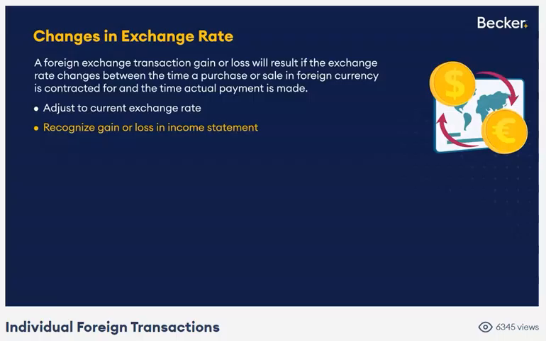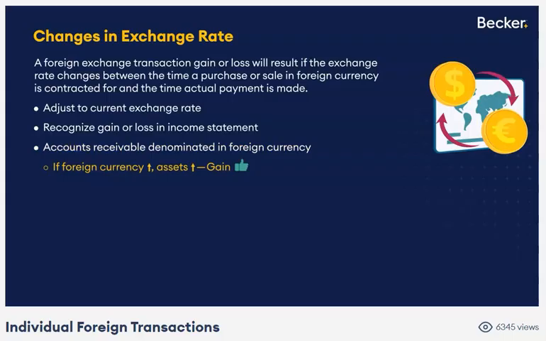Now, you've got to commit this to memory, but I want it to make sense. Don't just memorize it. Let's say you have an export sale. So you have an account receivable denominated in a foreign currency. Well, folks, if that receivable is denominated in a foreign currency and the foreign currency goes up, your asset goes up.